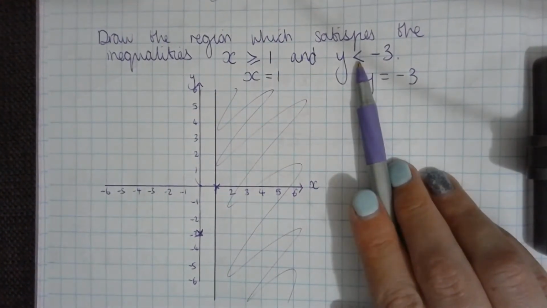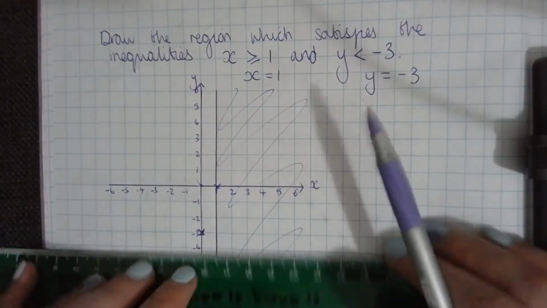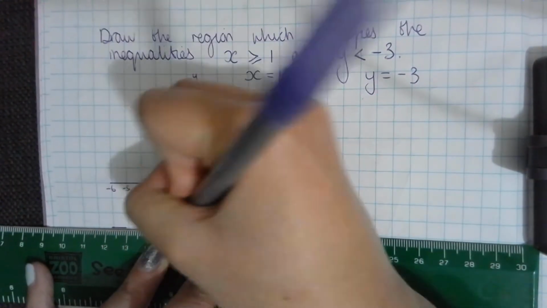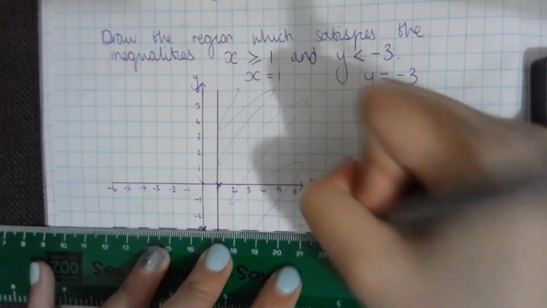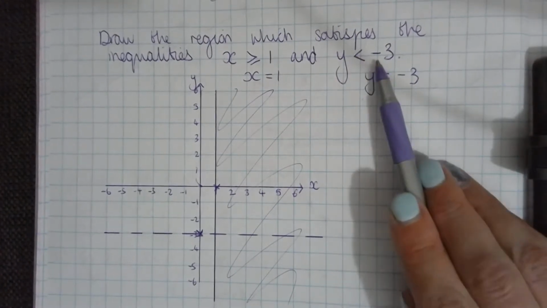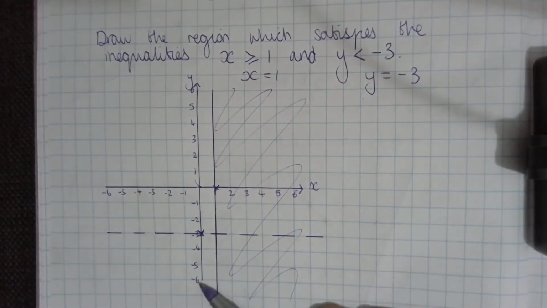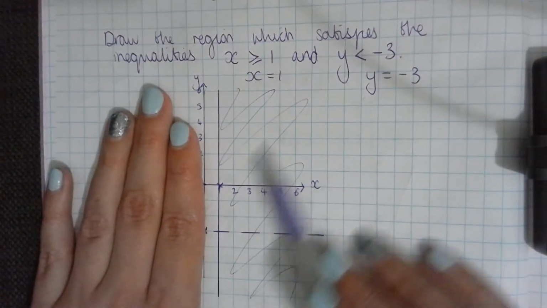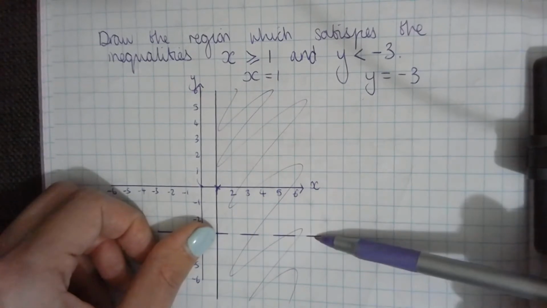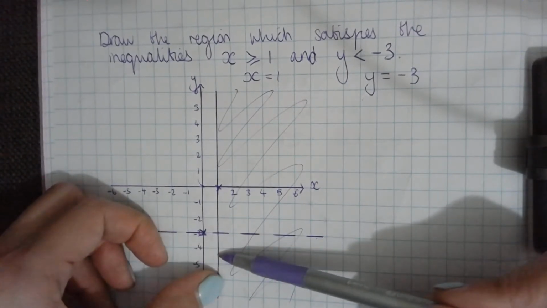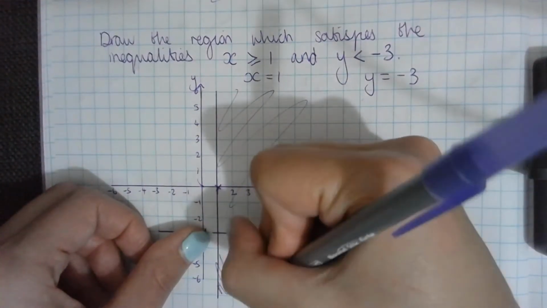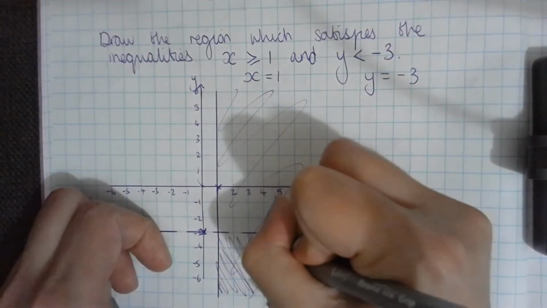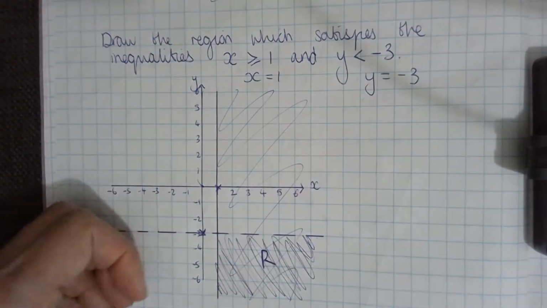Because it's just a less than, I need a dotted line or a dashed line. And we need y is less than -3. So all of these values are less than -3. But this region, this part, we've already eliminated. We've only accepted this part. So it needs to be below this dotted line and to the right of this solid line. So the only bit that is fully shaded is this bit in the bottom right hand corner, which we can write the letter R in to show that that is our region.